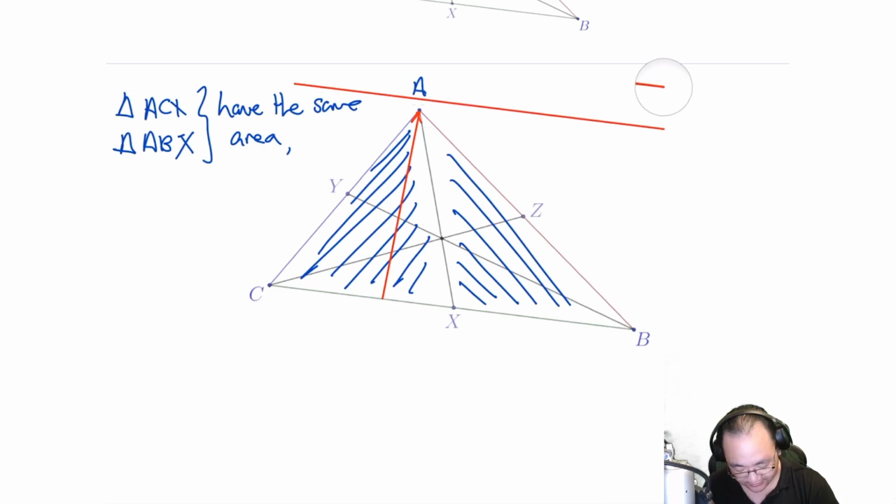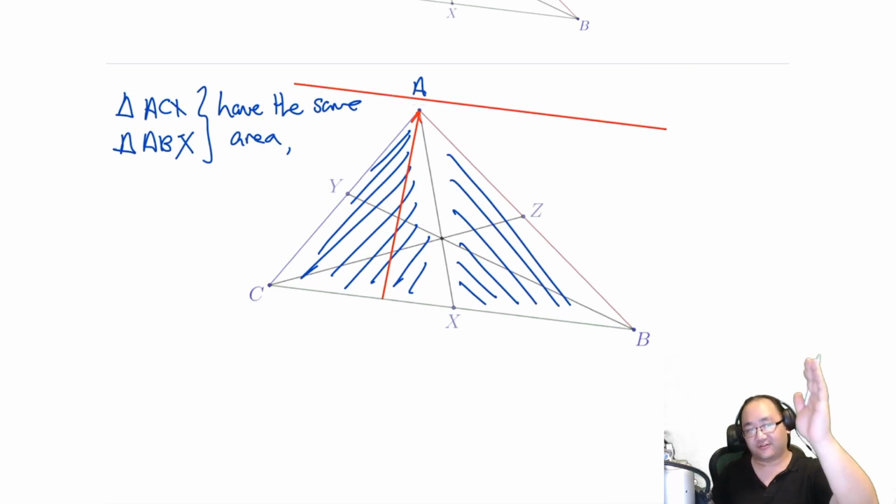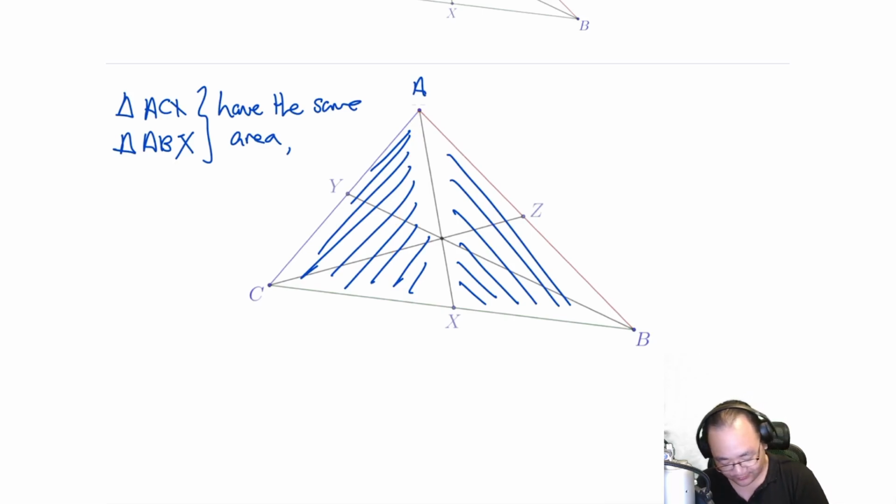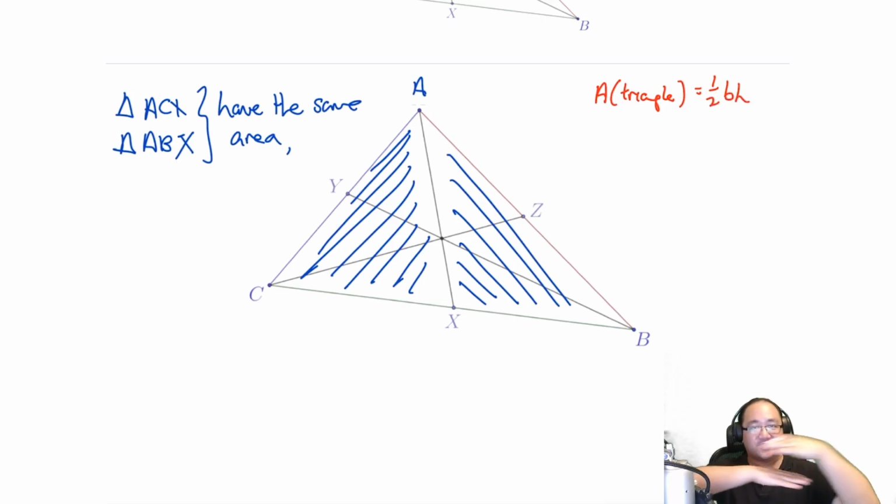Then you can see that the height of both triangles will be the same because it's technically the same altitude, and therefore they have the same area. Just for those of you who need it, the area of a triangle is half times base times height. So as long as you've got the same base and the same height, you know that the area of any two triangles will be the same.